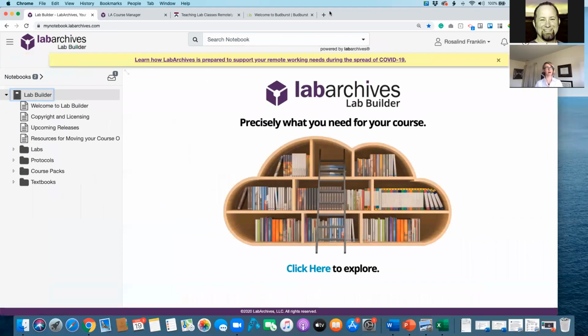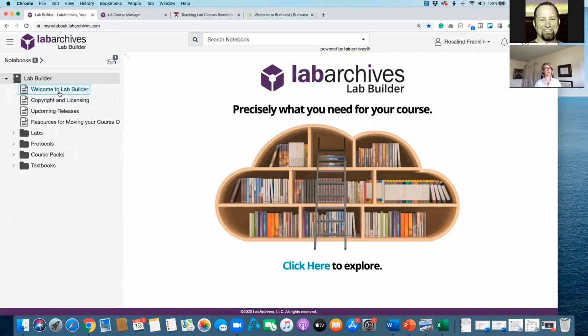It's inside of our LabArchives platform. So the idea is that an instructor could pull any piece of information, from a lab or a protocol. We have multiple different disciplines, but they could pick and choose what they want and customize it for their course. So what you're looking at is LabArchives right now.